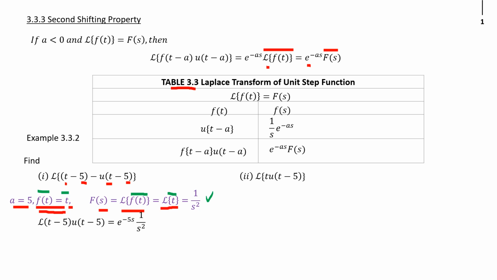So for the Laplace transform of (t minus 5) u(t minus 5), we compare with this property, where the a here is 5, and then we have the exponent e to the negative 5s, refer to this, and F(s), we have F(s) is 1 over s squared.